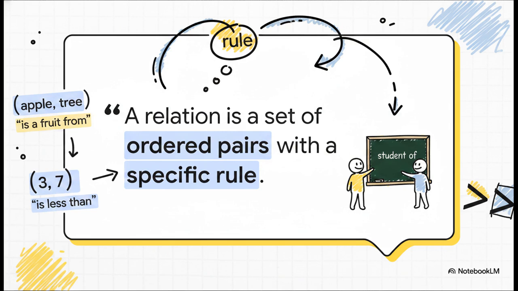It could be "is the capital of," like in the pair Paris, France. Or it could be "is less than," like in the pair 3, 7. It's this rule that gives the relation its meaning and separates the signal from all that noise.